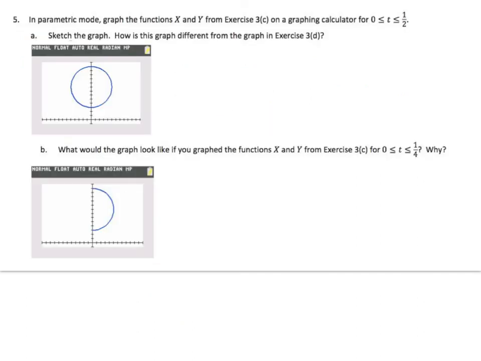Okay, in parametric mode, graph the functions x and y from exercise 3C on a graphing calculator for 0 less than or equal to t less than or equal to 1/2. Sketch the graph. How is this graph different from the graph in exercise 3D? If you go back and look at exercise 3D, they look identical. The only difference is this graph has a different scale.